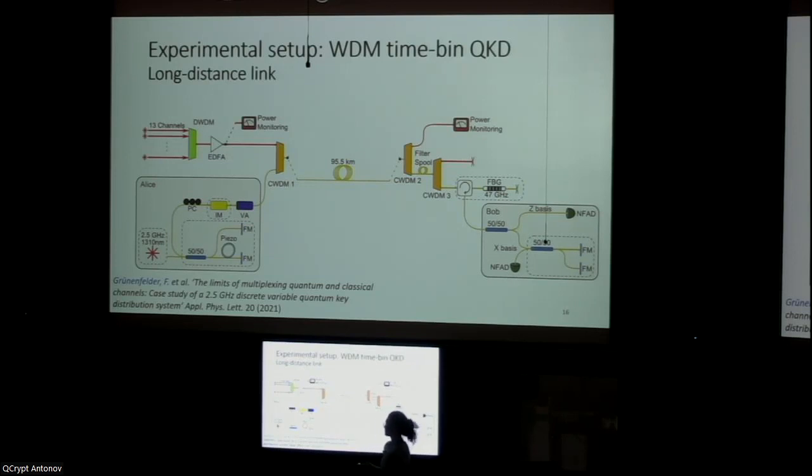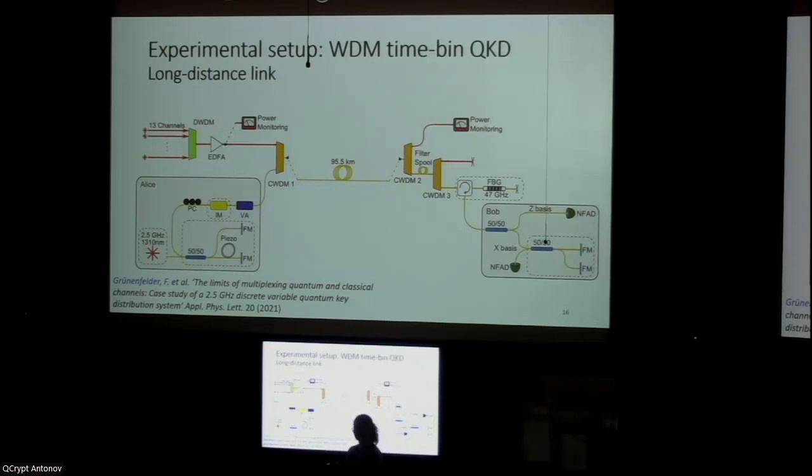Okay, so we place ourselves in 2 different scenarios. The first one, which I present here, is a long distance link, so around 95 kilometers of single mode fiber between Alice and Bob. So we pass through here. Via a second CWDM, we will demultiplex, so the classical channels will be demultiplexed from the quantum channels. The quantum channel will continue through here, and then here we'll have the QKD port of Bob. So we place an extra fiber spool, another CWDM, and a fiber Bragg grating to improve the resilience against the Raman scattering, so to filter out as much as possible the noise that we can.